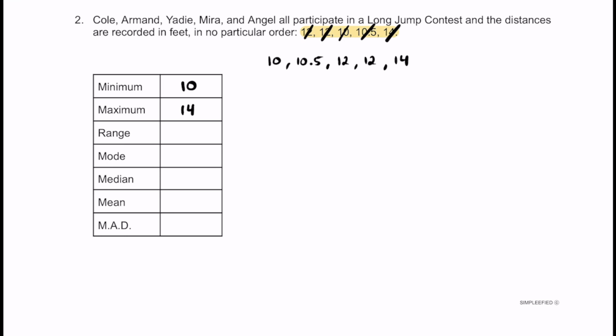Now, what's the range? Again, to find the range, that's going to be the maximum number minus the minimum number. So the maximum here is 14, the minimum is 10. 14 minus 10 is 4, so we have a range of 4 feet here. So that's how far the furthest and the least furthest distances are from each other. Moving on to the mode, we are looking for a number that stands out more than the others.